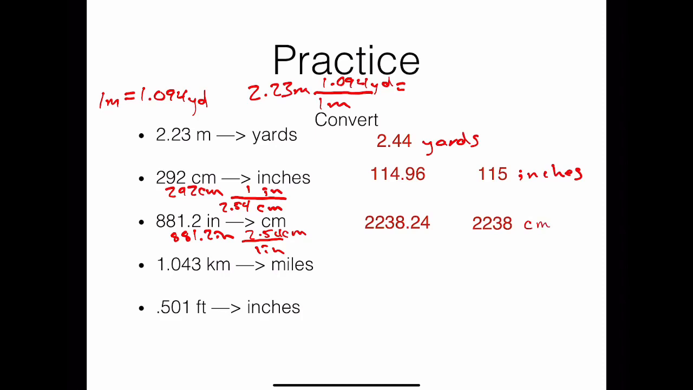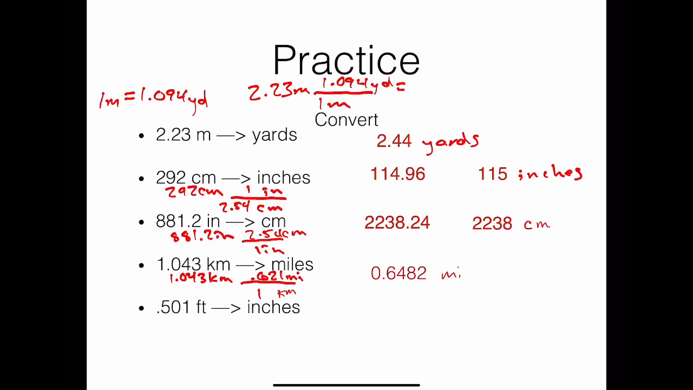For the next one, starting with 1.043 kilometers, converting kilometers to miles means that 1 kilometer is 0.621 miles. Putting this into the calculator gives us 0.6482. That number already has the appropriate number of sig figs, so we just need a unit on that answer, and we have miles.